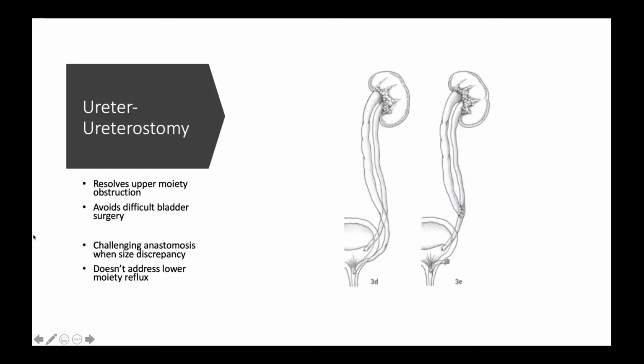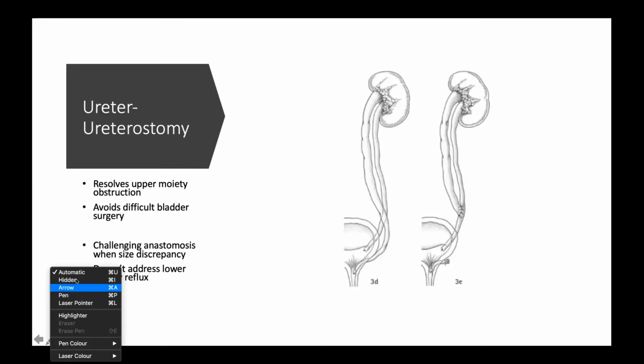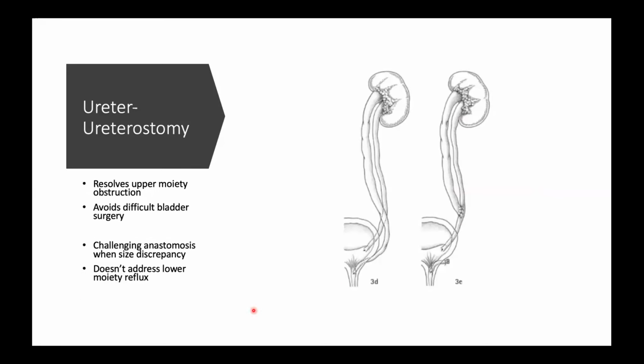So ureteroureterostomy is actually an operation that is quite nice. What this does is it resolves your upper moiety obstruction without you needing to do a reimplant at the level of the bladder. Without, well, we'll talk about nephroureterectomy in a minute, but you don't need to resect any part of the kidney. It preserves the upper pole function, and it's generally not a very difficult operation.